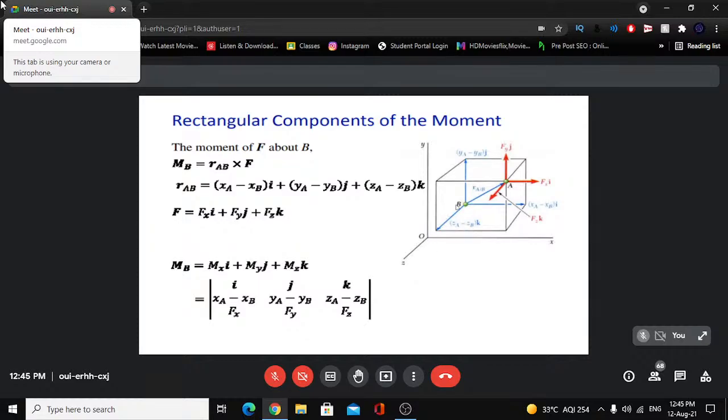So it may be some other point B, whose coordinates are xb, yb, zb, and the coordinates here are xa, ya, and za. Then in that case, the projection of the position vector RAB. Whenever we want to find the moment of a force about a point, the position vector has to be written in the reverse direction. You see, A is the point of application. So from the point B to A, we should write the position vector from B to A. So that is RAB, the position vector representing the position of A with respect to B.